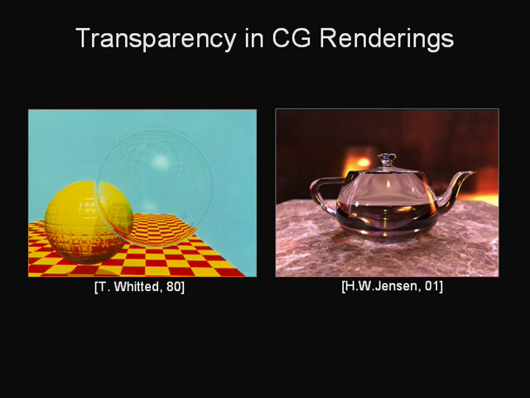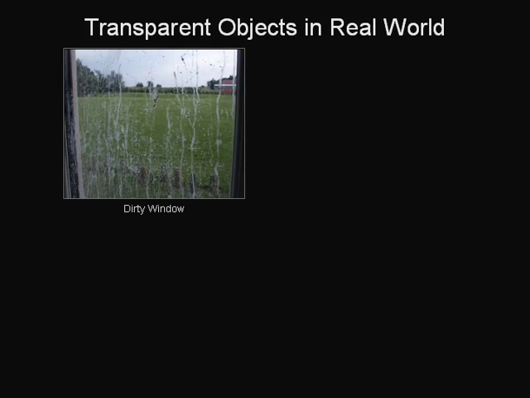Direct rendering of clean transparent surfaces is well studied in computer graphics. However, transparent objects in the real world almost always have surface contaminants, such as dust, dirt, and lipids, which can generate many interesting visual effects. For example, the dirt on the window looks darker against the sky, while it looks brighter against the ground.